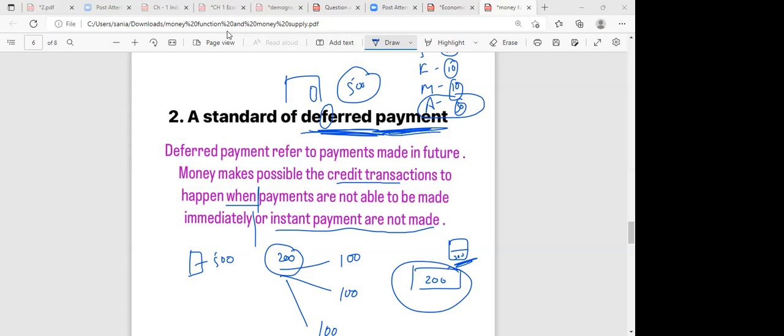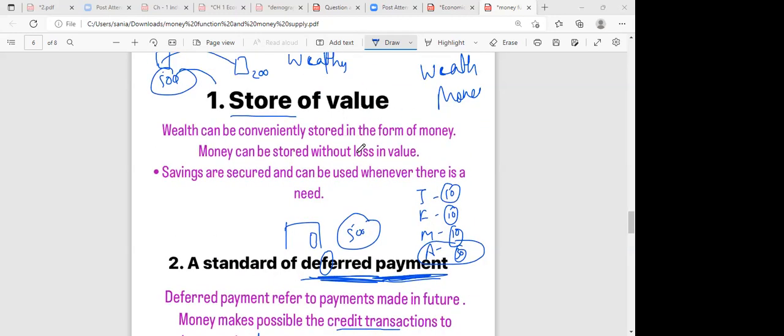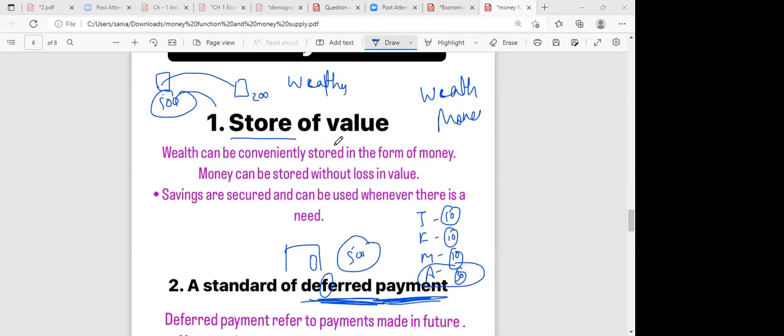Done? Yeah, ma'am. Okay. Ma'am, please can you show me the first point, store of value? Okay, this you have not written it? No, I was just checking the last point, savings. Okay. Savings are secure and can be used whenever there is a need.